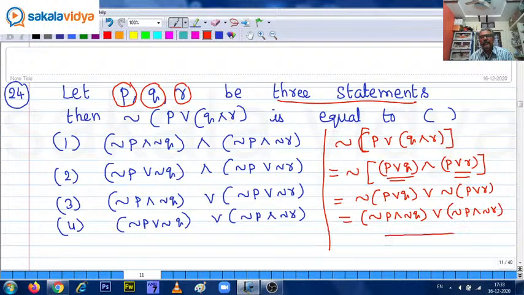You check which is the right option now. Yes, mathematical reasoning chapter. So that means the first option is the right option.